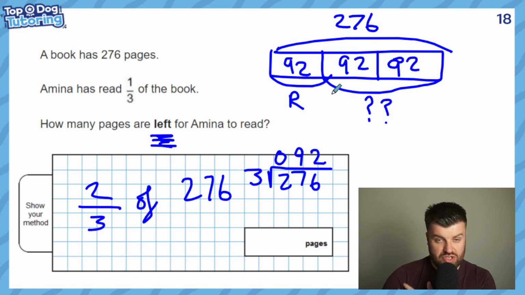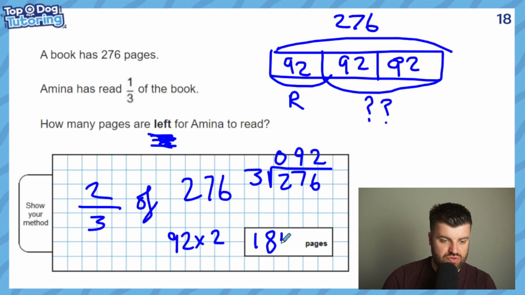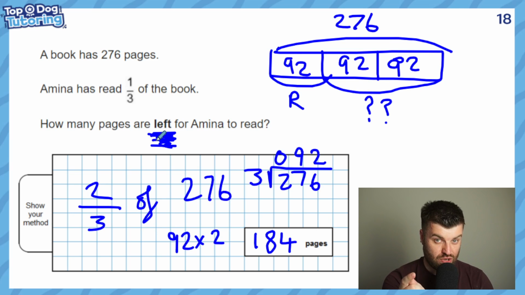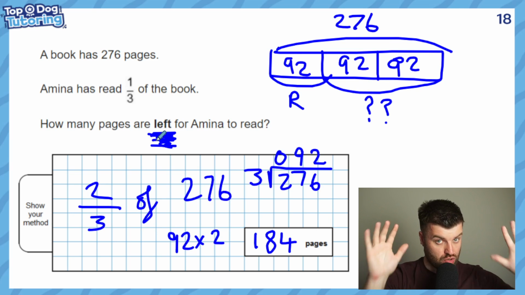And the trick answer would be just to put 92. But remember, this is how many are left. So now we take 92 in this 2-step problem. We multiply it by 2 and we get 184 pages remaining. Read the question carefully. This is not a reading test. Let me just say right now, this is not a reading test.